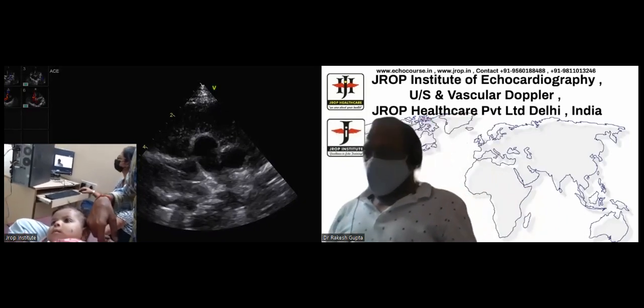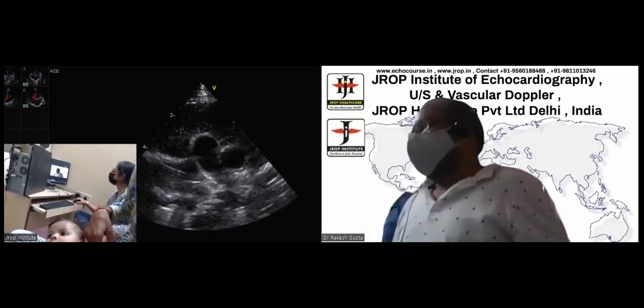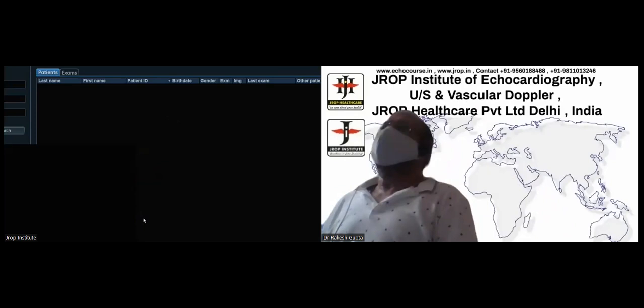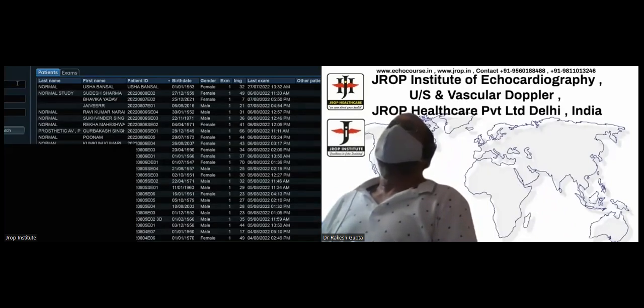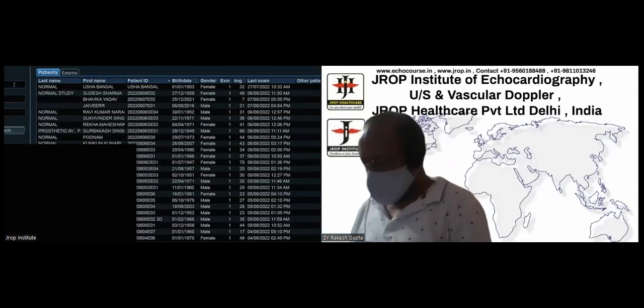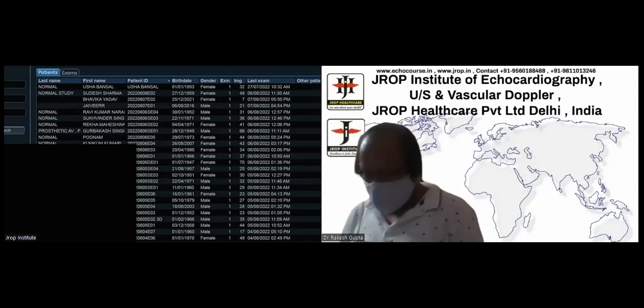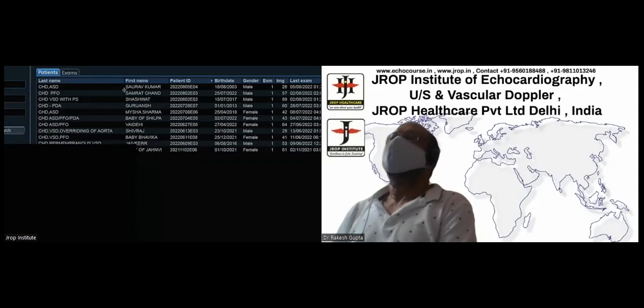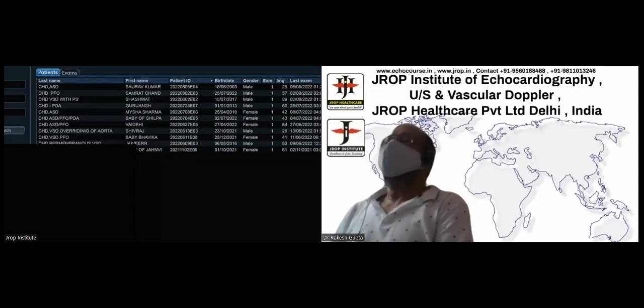Guys, again back. Let me show you a couple of examples from our machine. Go ahead. Another thing, sir. In this patient, there is VSD also ASD. Two things. So when do we call it an AV canal defect, sir? When we call AV canal defect.